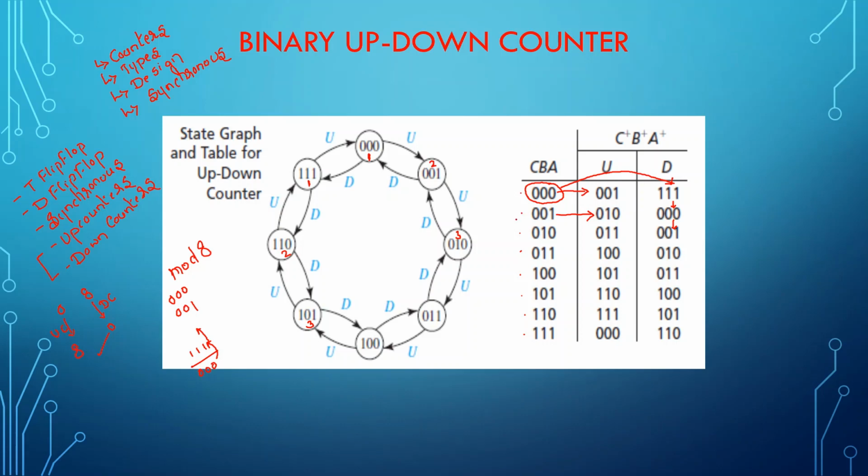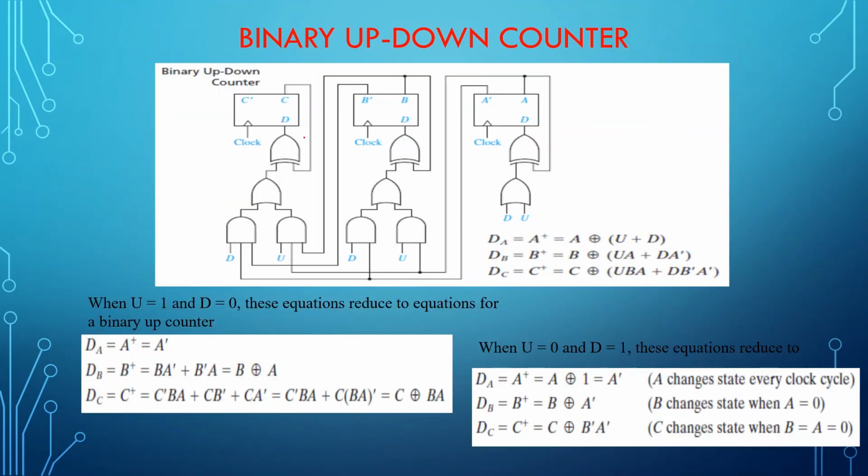Going on to the design of this particular binary up and down counter, if you design as per the table you have drawn, you have already drawn it for an up counter. So let's recall the equations we obtained there. The equations we got there are dA equal to A XORed with 1, dB is B XORed with A, and dC is C XORed with AB. These are the equations we have obtained for an up counter.